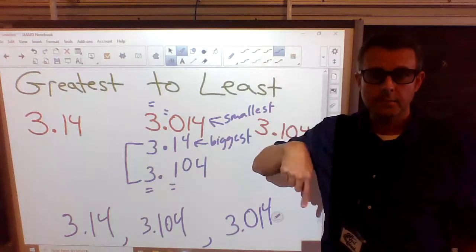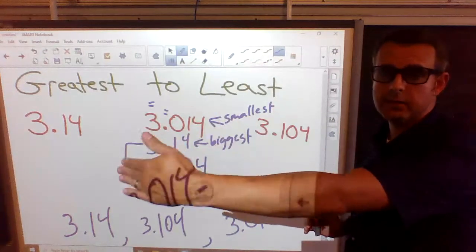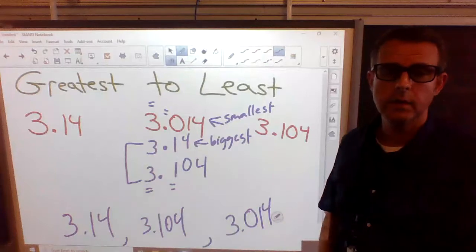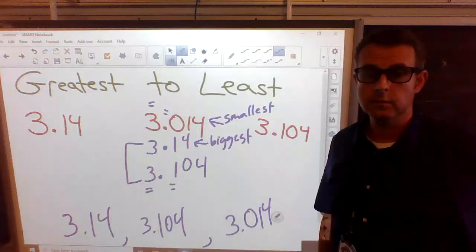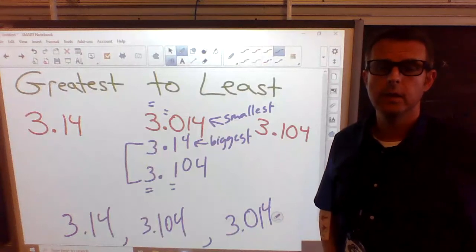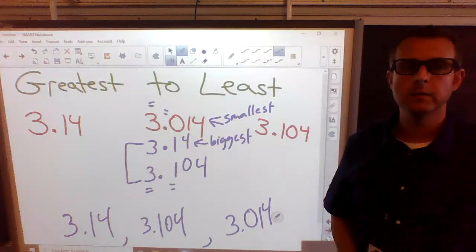Biggest thing is line up your decimal, start with the biggest column, the one farthest on the left. Whenever you find one that has the biggest number in that column, it's the bigger one. That's how it works.